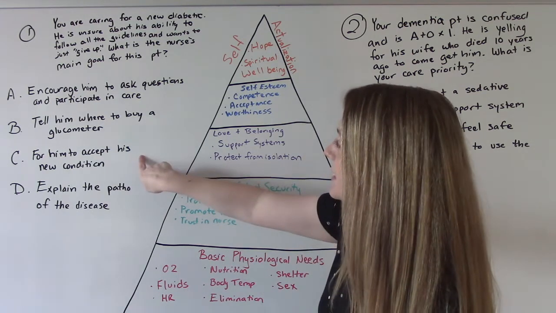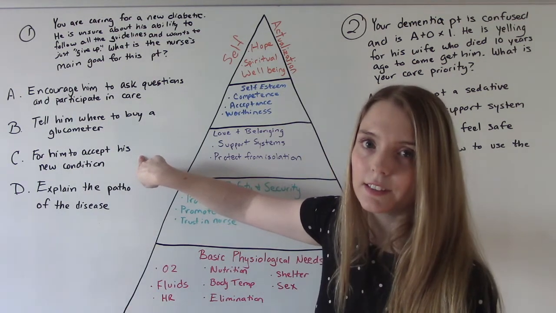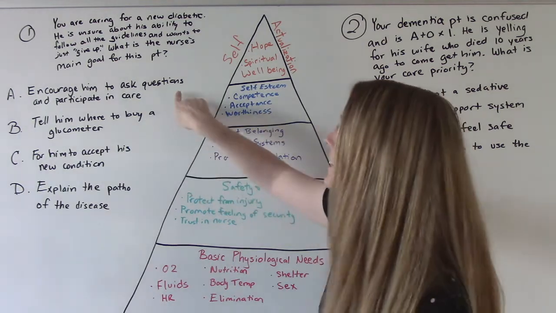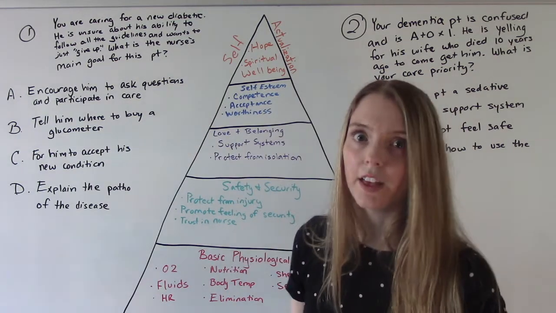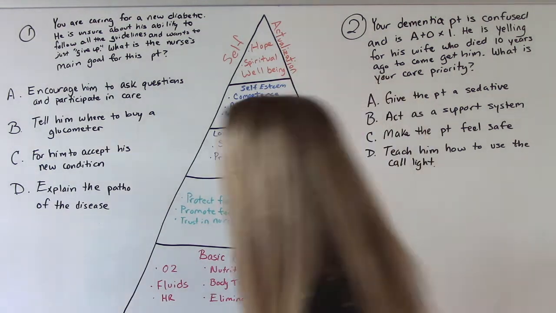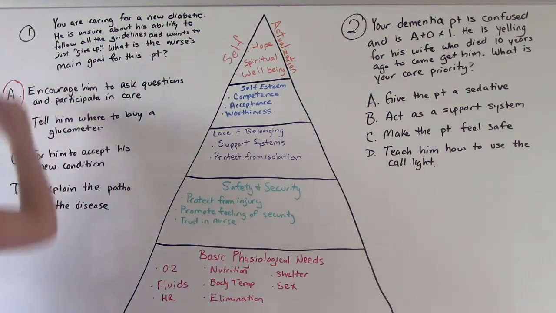Competence. And why is that? Because it's not like he's denying the fact that he has diabetes, right? It's not that he's unaccepting of his new condition. It's that he doesn't understand all the things that go along with it. So he doesn't feel competent in his ability to care for himself. So the answer for this one is A.